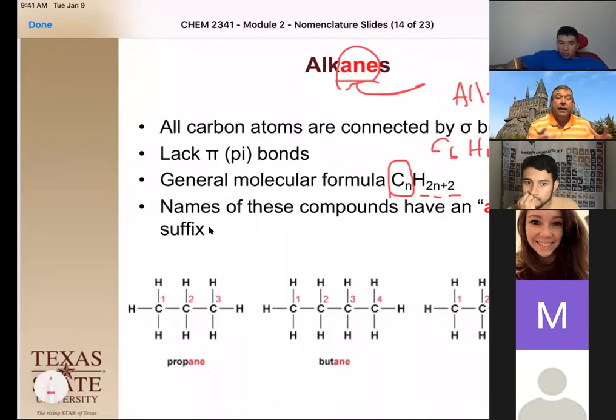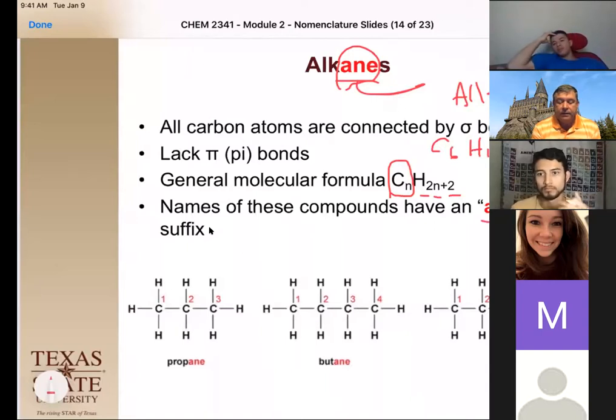So alkanes only have single bonds, and they only have carbon and hydrogen, okay? And we name them by the number of carbons that they have in their chain. And then we add the suffix ane, because there is no other functional group. Okay, so it's an infix, and in this case, because there's no other functional group, it's also the suffix.